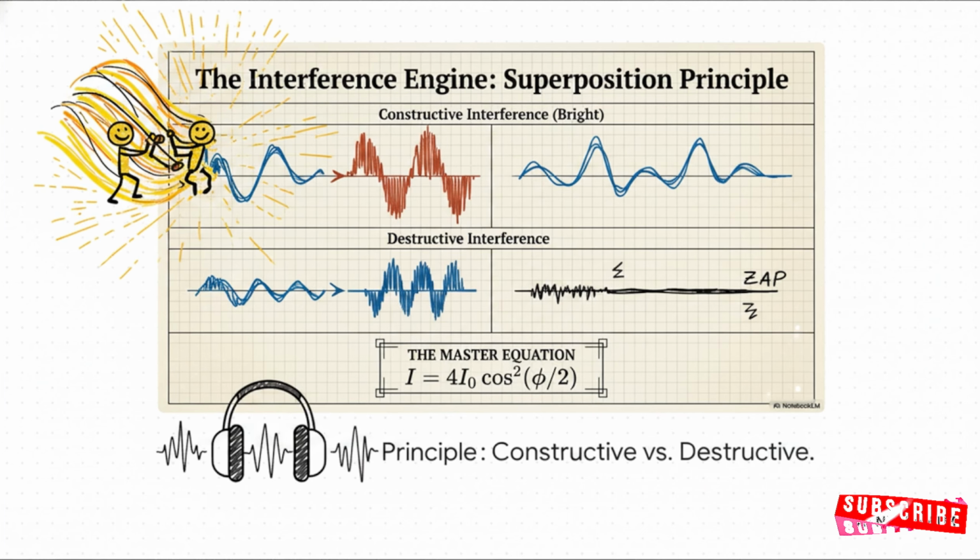It's like 2 friends pushing a swing at the exact same time. You go higher. But look at that bottom graphic. Have you ever wondered how noise-canceling headphones manage to block out loud background sounds? Well, they use this exact principle of destructive interference.